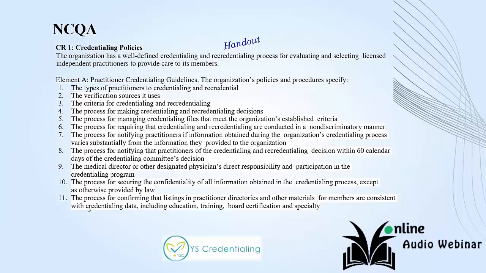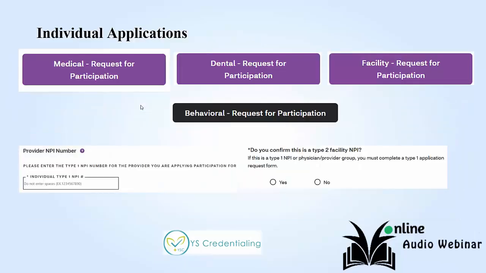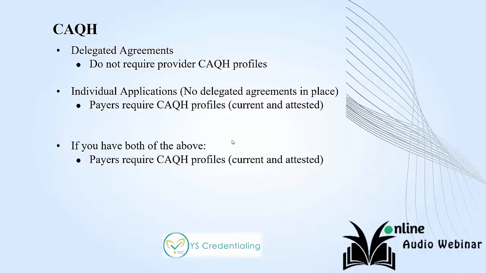NCQA is the regulatory body for insurance networks in the U.S., so it's good for you to know this. What does that look like compared to individual applications? The other nice bonus about having delegated agreements is that they don't require CAQH profiles be kept up to date. They don't require it at all.